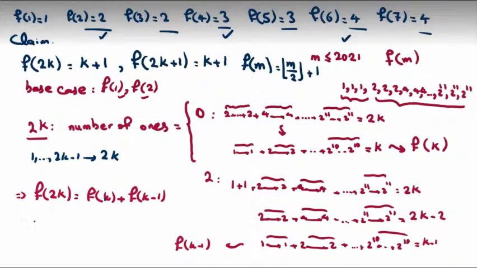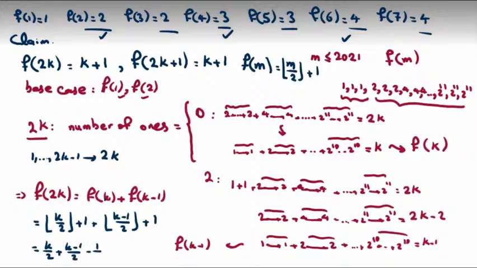And here, I can say f of k is what? k over 2 plus 1. f of k minus 1 is what? k minus 1 over 2 plus 1. And we know that because one of them is even and one of them is odd, one of them has negative 1 over 2. So you say k over 2 plus k minus 1 over 2 minus 1 over 2 plus 1 plus 1. So k over 2 plus k over 2 is k, minus 1 over 2 minus 1 over 2 is negative 1, plus 2 is 1. So I've proved it for f of 2k.